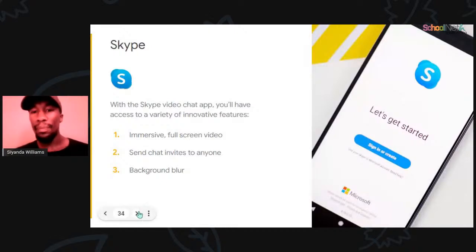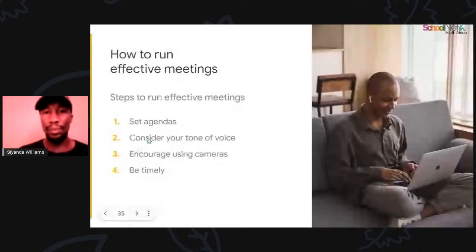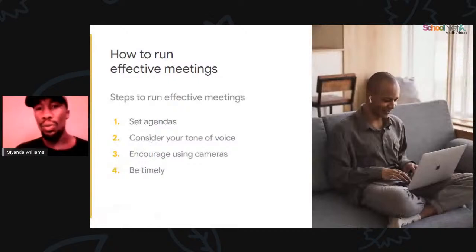How to run an effective meeting. Steps to run an effective meeting: set an agenda. This helps you to frame the discussion in the wider session and ensure everyone is on the same page. Consider your tone of voice.